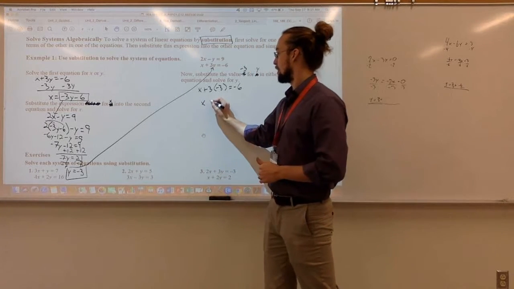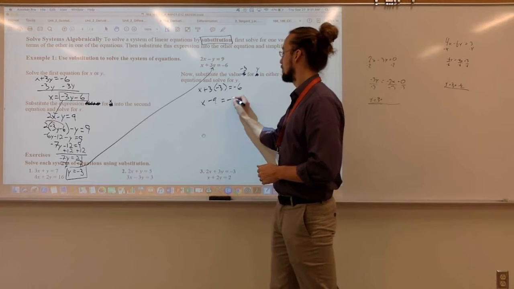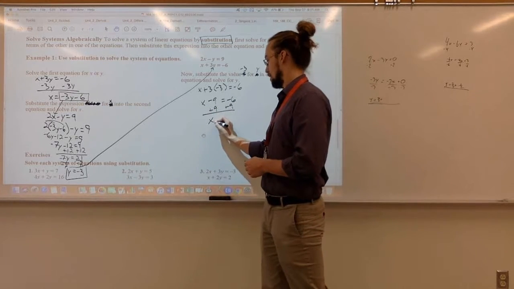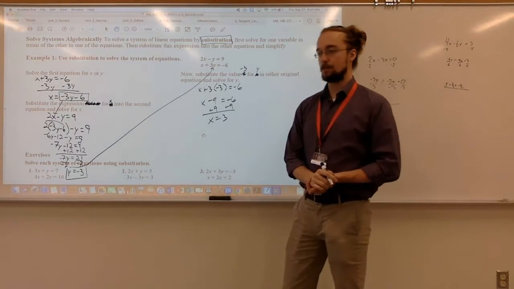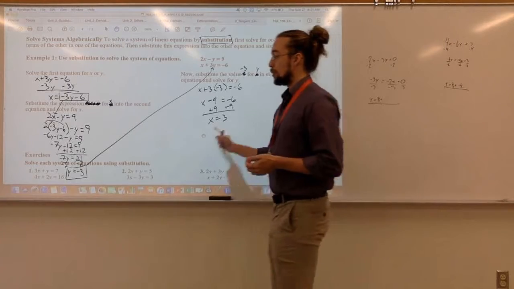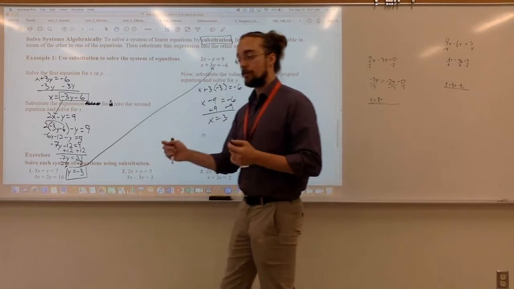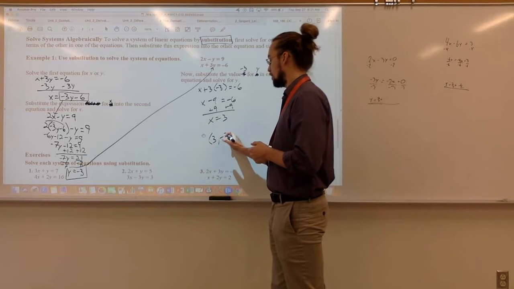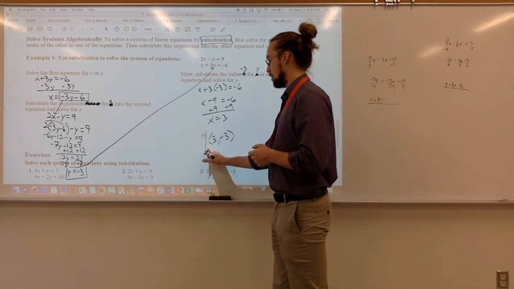So 3 times negative 3 is negative 9. Add the 9 over. I end up with x equals positive 3. So now for my final answer, I have my x coordinate and I have my y coordinate. My final answer is the coordinate point 3, negative 3.